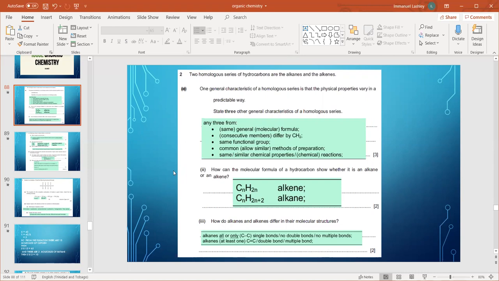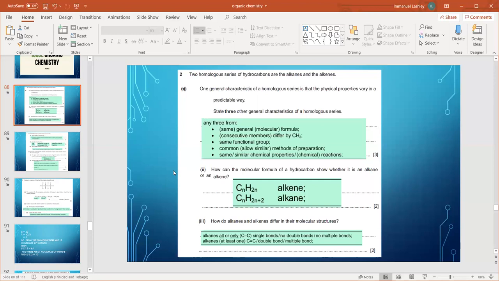Well, you see this question has been repeating itself, right? You could say they have the same general formula, consecutive members differ by a CH2 group. They have the same functional group. They have similar methods of preparation, similar chemical properties. They behave the same way or similar way in chemical reactions.